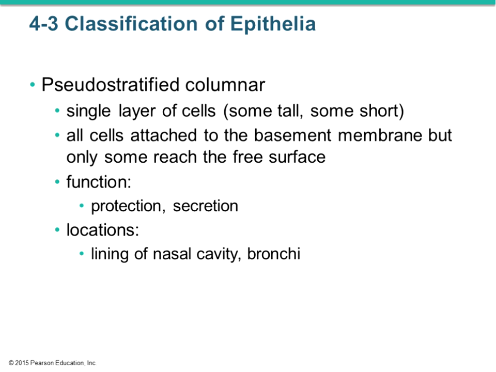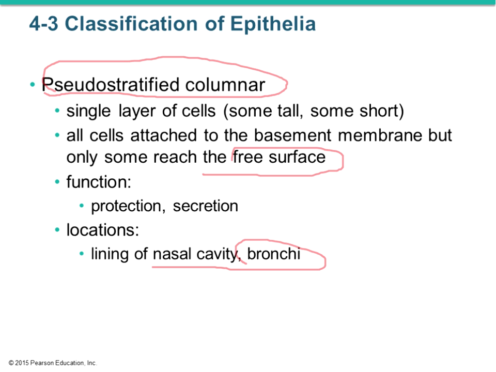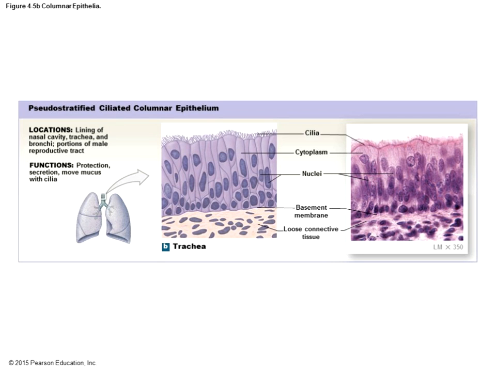And then finally, we have pseudostratified ciliated columnar epithelium. This is a situation where all the cells are attached to the basement membrane, but not all of them necessarily reach the free surface. A great example of where we have pseudostratified ciliated columnar epithelium is in the nasal cavity, the bronchi and the lungs. They're going to provide some protection as a primary function, but also do some secretion of mucus to help keep that area clean.